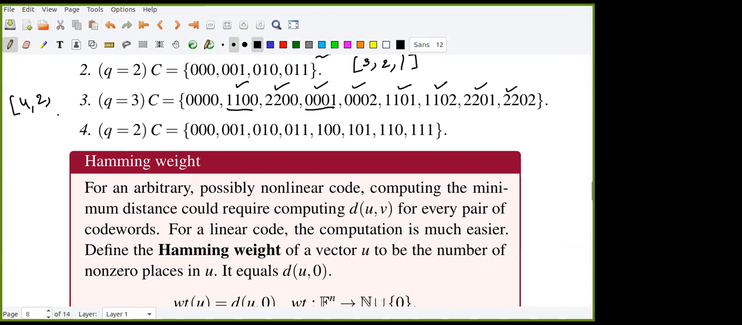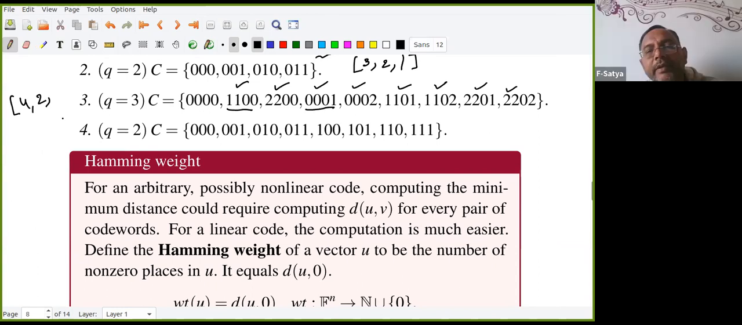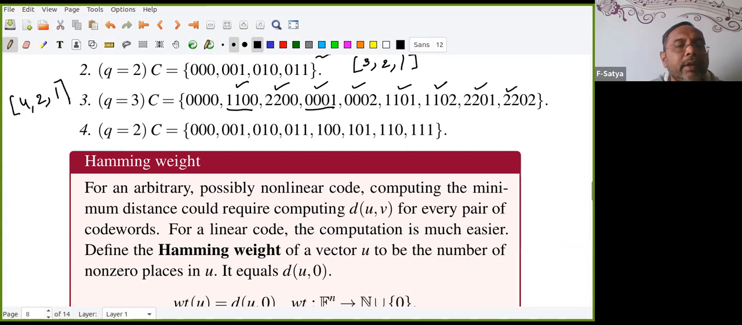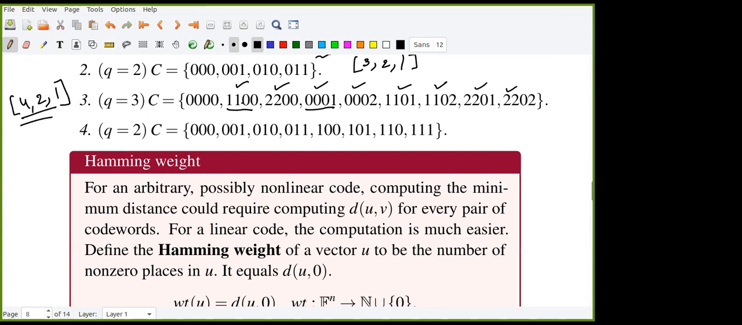Next, what is the distance? 1. Why do you say distance 1? The distance between 0, 0, 0, 0 and 0, 0, 0, 1 is 1. Yes, so already there are 2 vectors at distance 1. This is a (4, 2, 1) code. So if it is a (4, 2, 1) code, distance is 1.